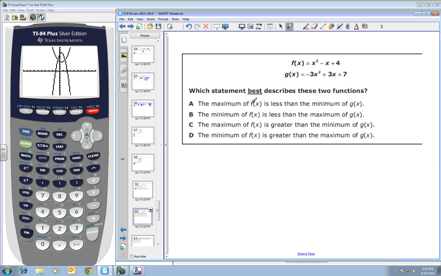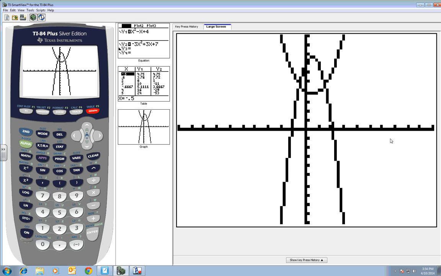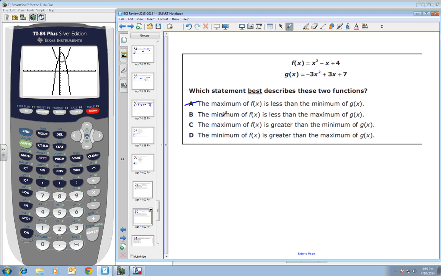So it says the maximum of f of x. So do I have a maximum on f of x? No, because it opens up, I just have a minimum. So that's out. The minimum of f of x, which is right here, is less than the maximum of g of x. So if this point right here is the minimum, and this right there is the maximum, is the minimum of f of x less than the maximum of g of x? Yes, it's less than because it's below it. So my answer is B.